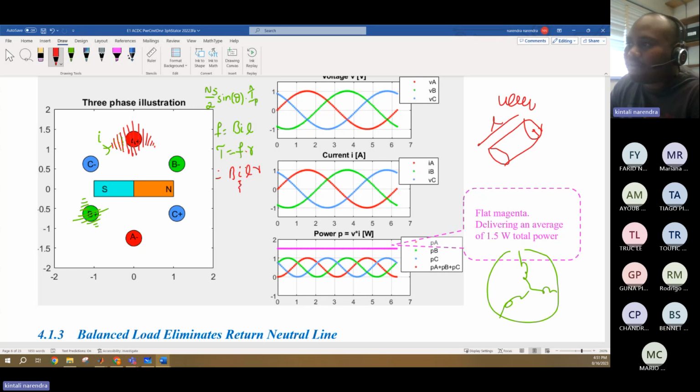This I is always varying depending upon the sine theta. Here the I is different, here I is different, here I is different. So I'm substituting this one, Ns by 2 sine of theta L R. This is at one particular position. You're not considering the complete rotation, you're only saying at one particular position.